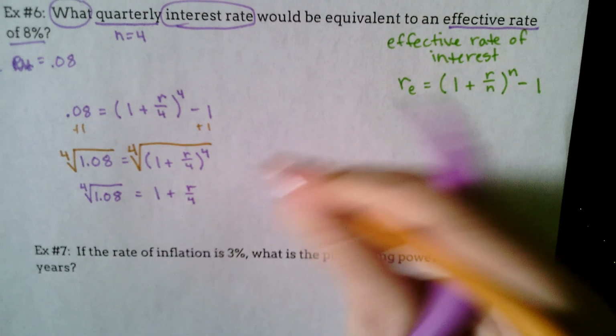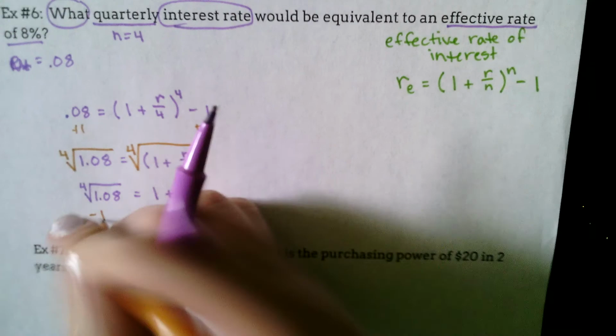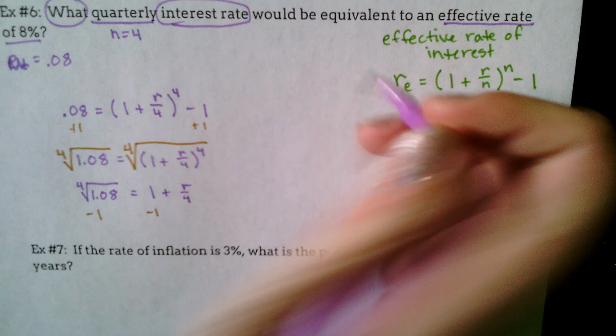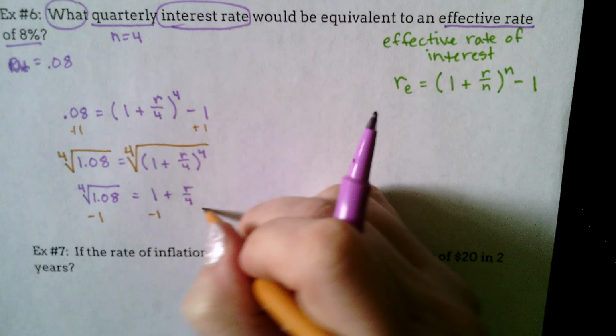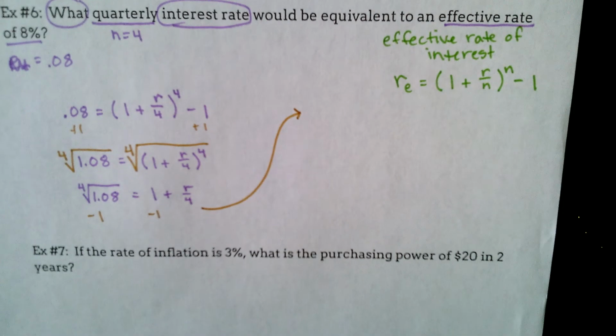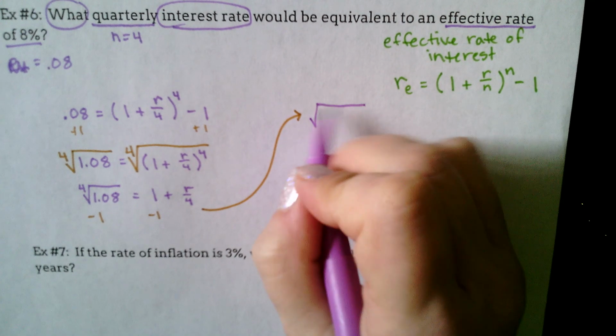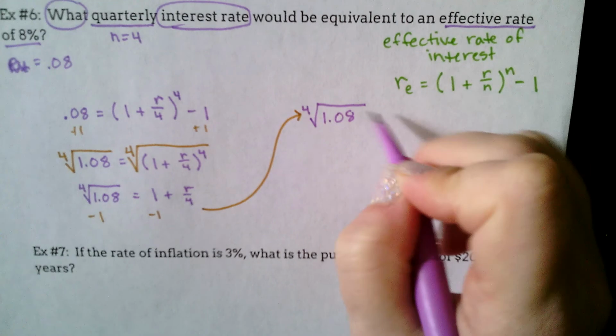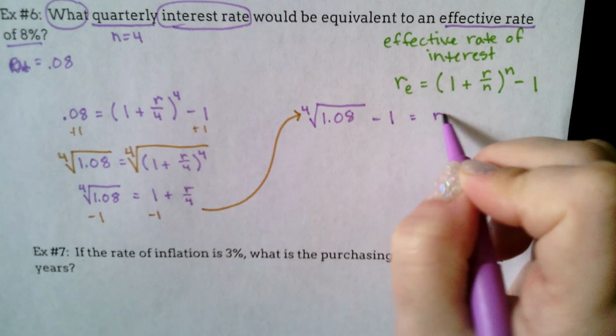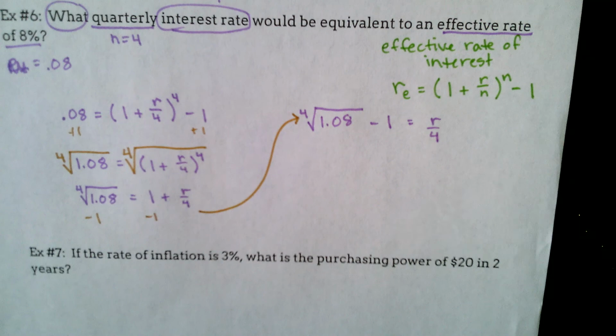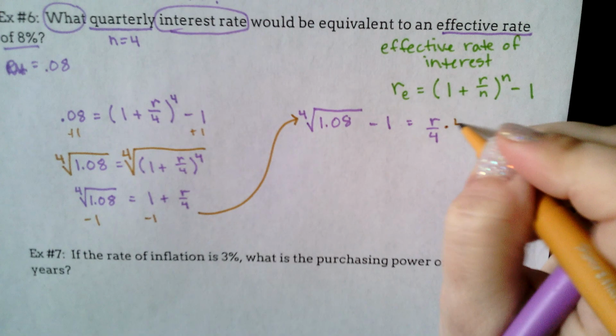I'm going to run out of room. I have to start looking up here. So then I will subtract 1 from both sides. I'm going to move up here. So I have the 4th root of 1.08, subtract 1 equals r divided by 4. And then multiply both sides by 4.